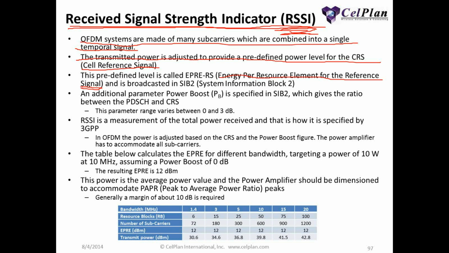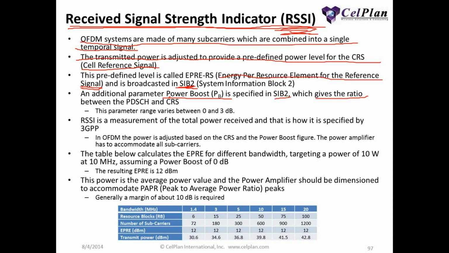In addition, there is another parameter that is transmitted in SIB2, which is the power boost. The power boost gives the ratio between the PDSCH and the CRS, and it varies between 0 and 3 dB. So once you assign the power to the reference signals and assign the power boost, you can calculate the power for every single one of the other resource elements. But this power can be used or not, depending on traffic.